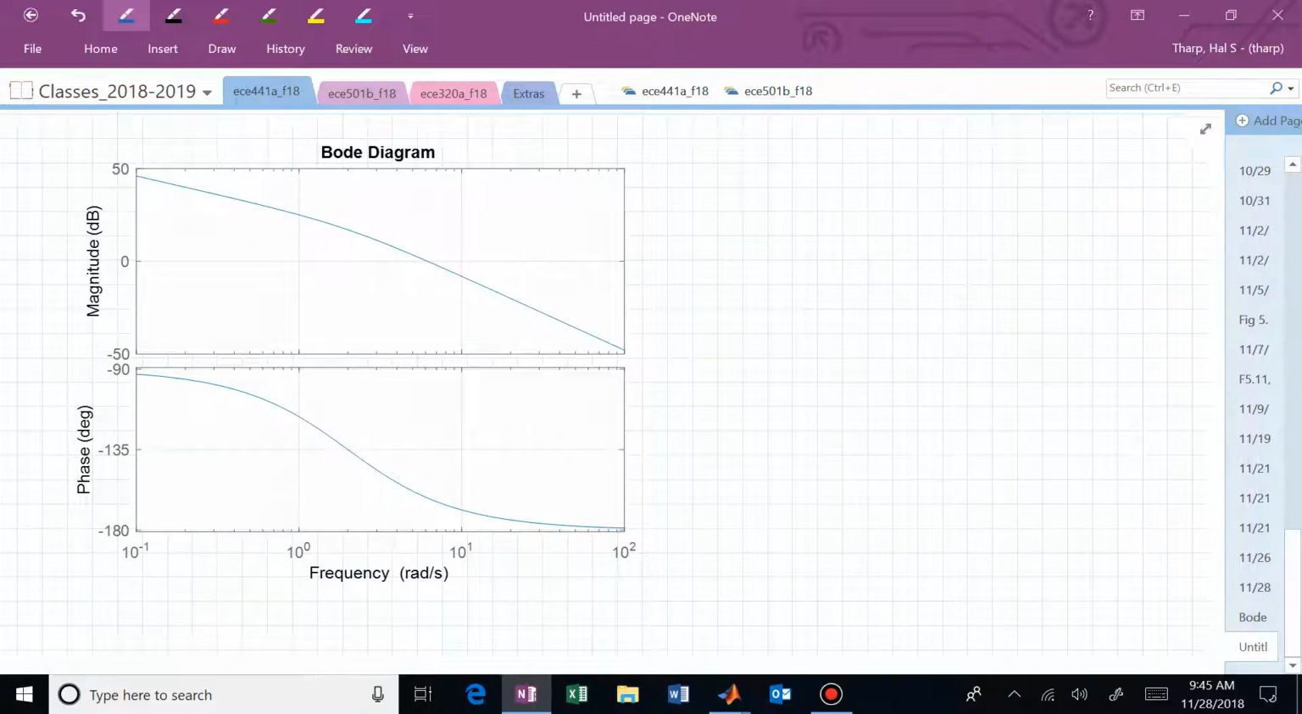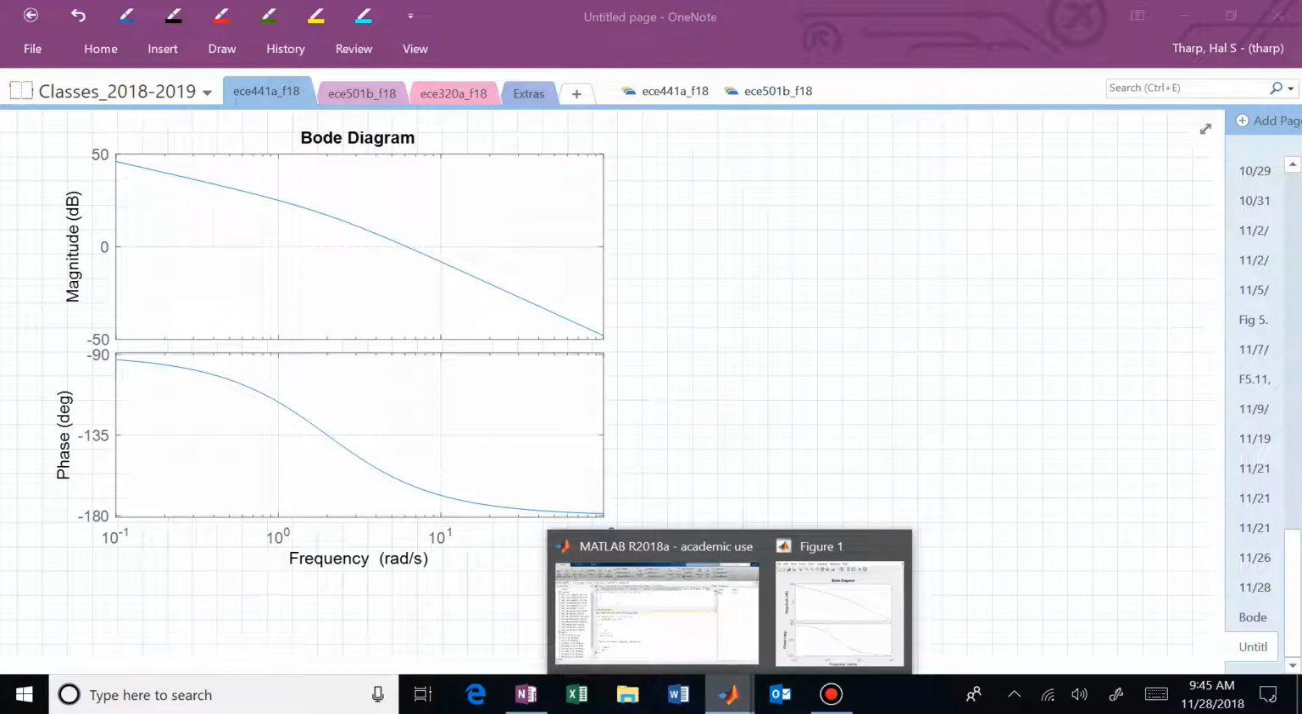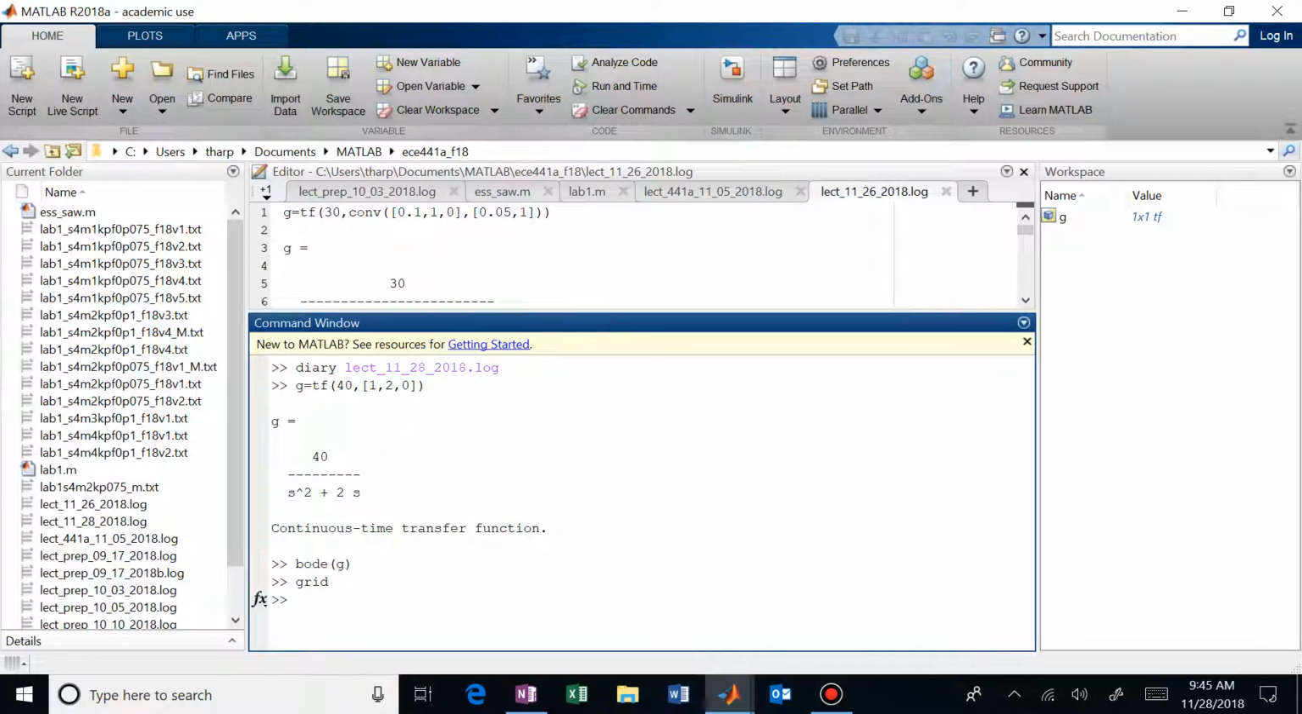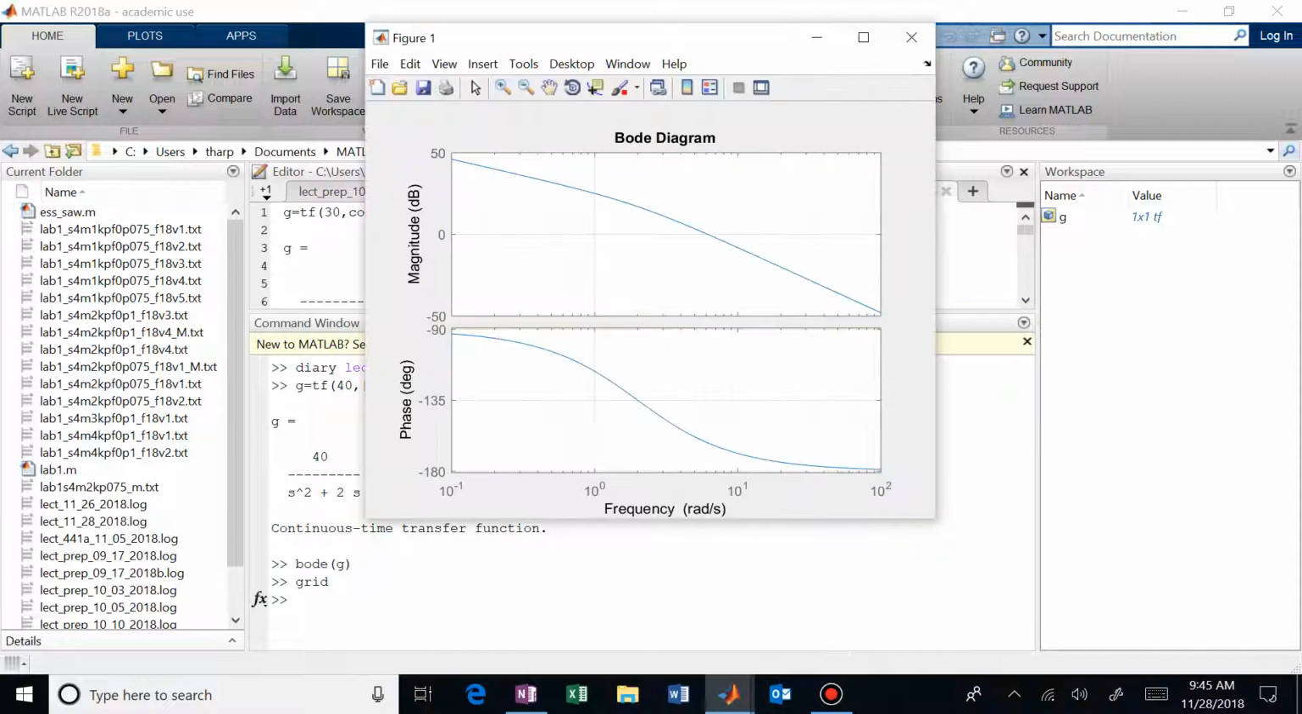Hopefully somewhere before class I did that. I went ahead and in MATLAB said, okay, let me create a transfer function, TF. It had a numerator of 40 and it had a denominator of s times s plus 2. And so now I have an s squared plus 2s plus 0, and that's now my denominator polynomial. G looks like 40 over s squared plus 2s. I sketch the Bode plot and put some grid lines on it, and there is now my Bode plot for this DC motor with a gain K of 40.